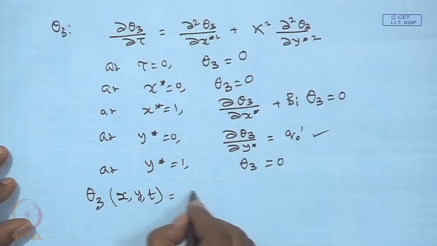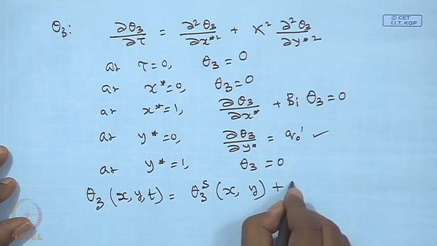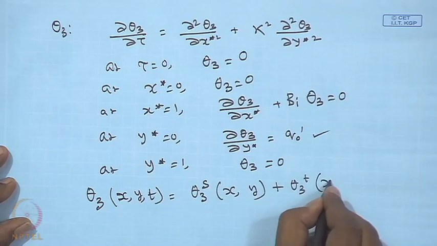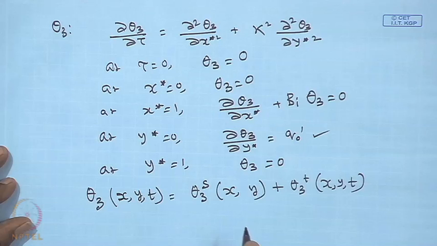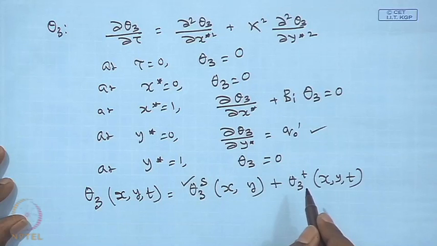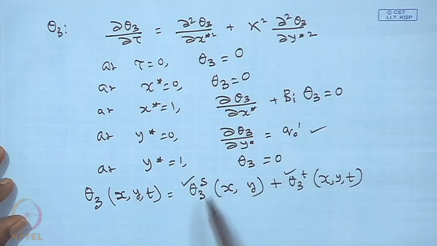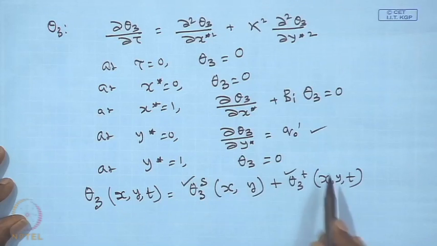So, theta 3 is nothing but theta 3 s, which is a function of x and y, plus theta 3 t, which is a function of x, y, and t both. We have already seen in the earlier example how to get the governing equations of theta 3 s and theta 3 t. We will associate the non-homogeneous boundary condition with the steady state part, forcing the boundary condition for the transient part to be homogeneous.